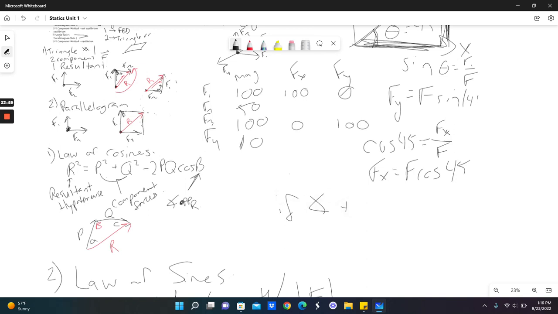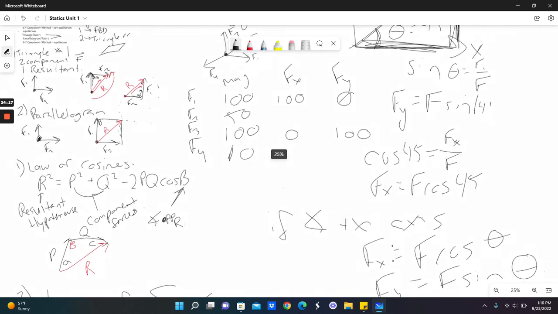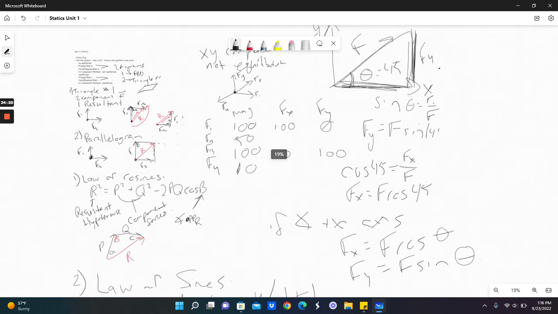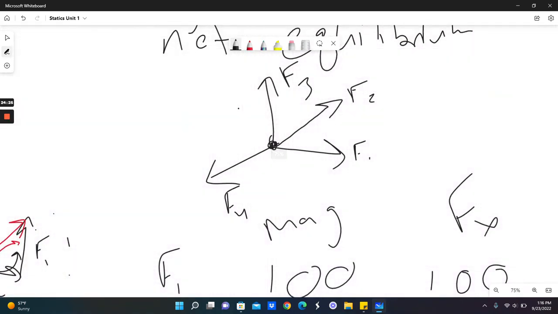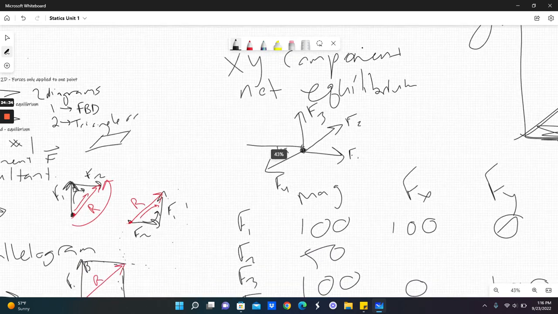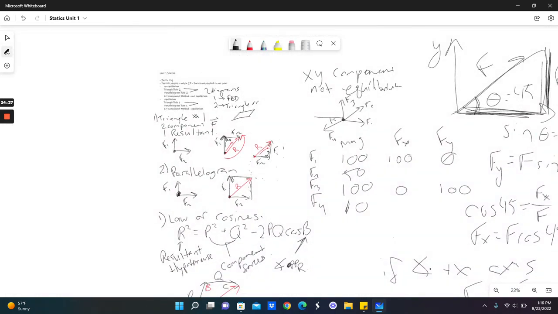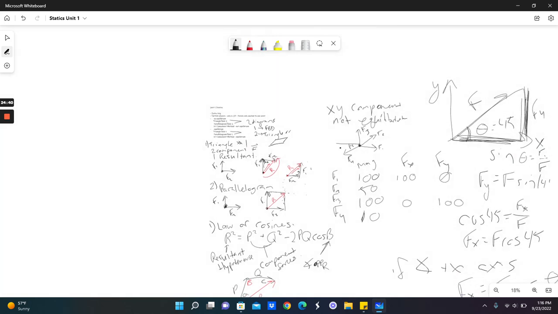If your angle is from the positive x-axis, then you can use these equations where Fx equals F cosine theta and Fy equals F sine theta. Where it gets difficult is if we were to get a different angle. So let's say for F4 over here, let's say F4 is 15 degrees below the negative x-axis.